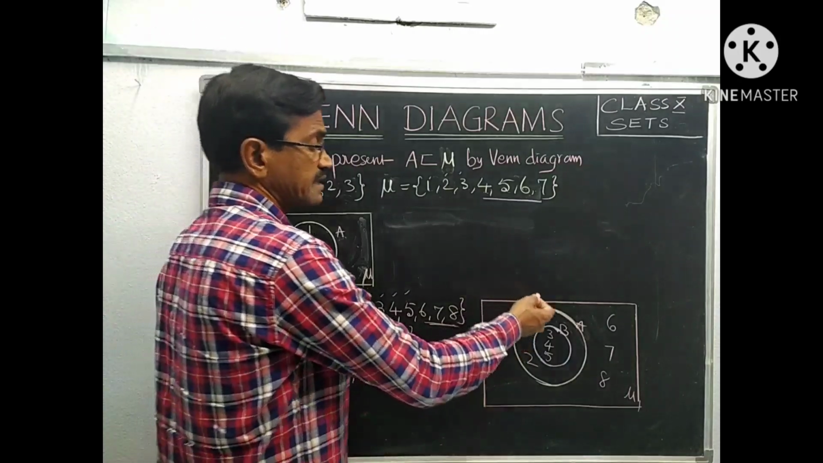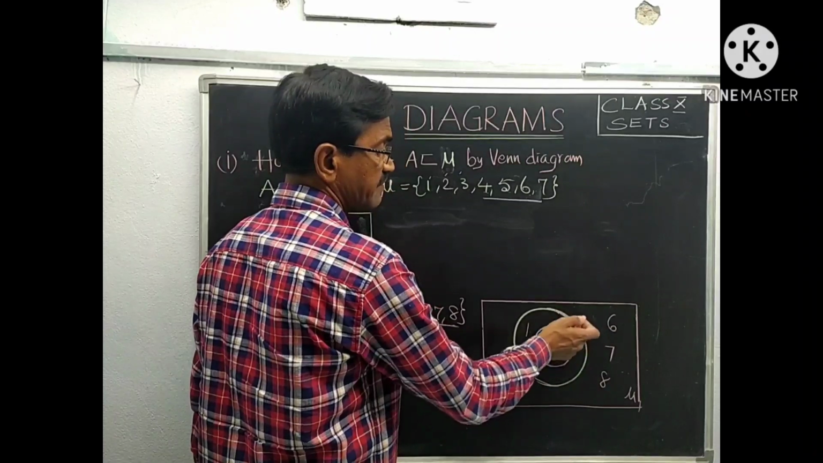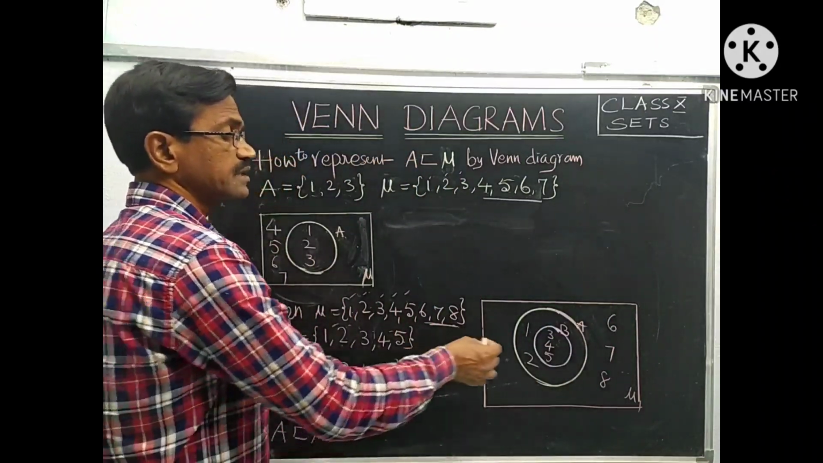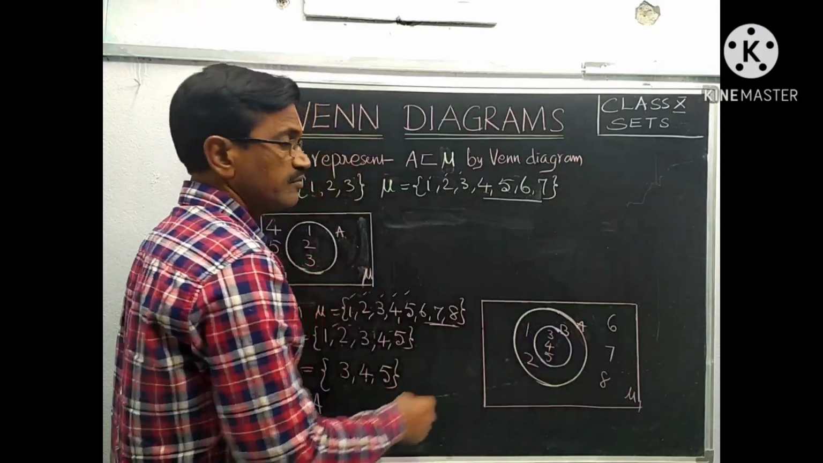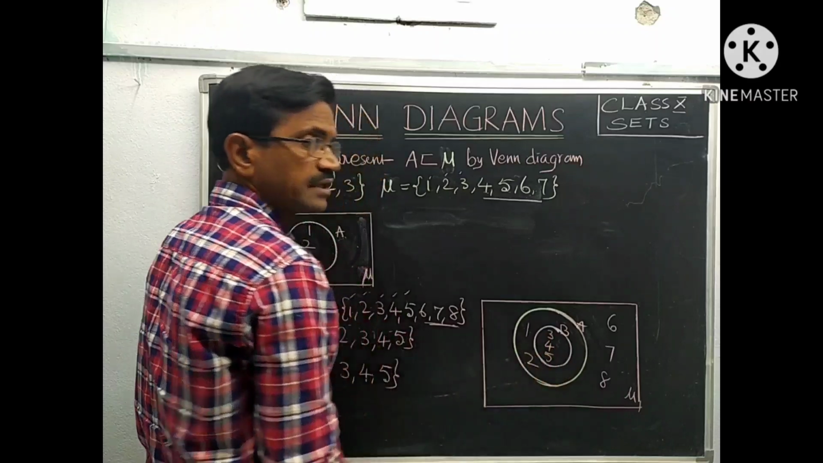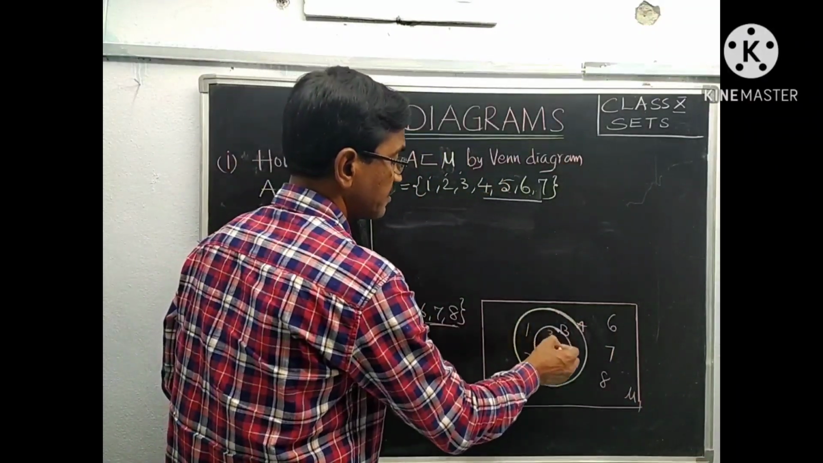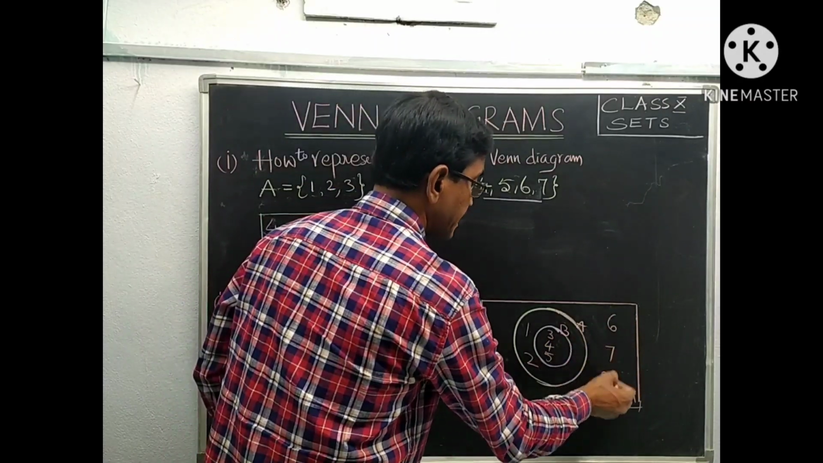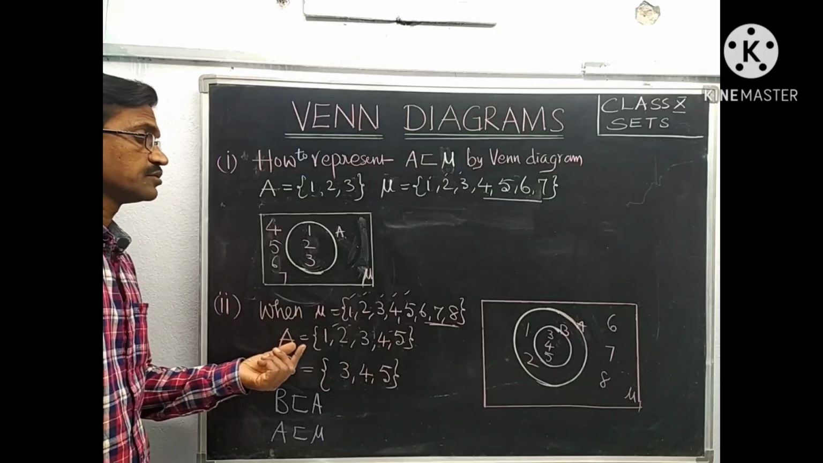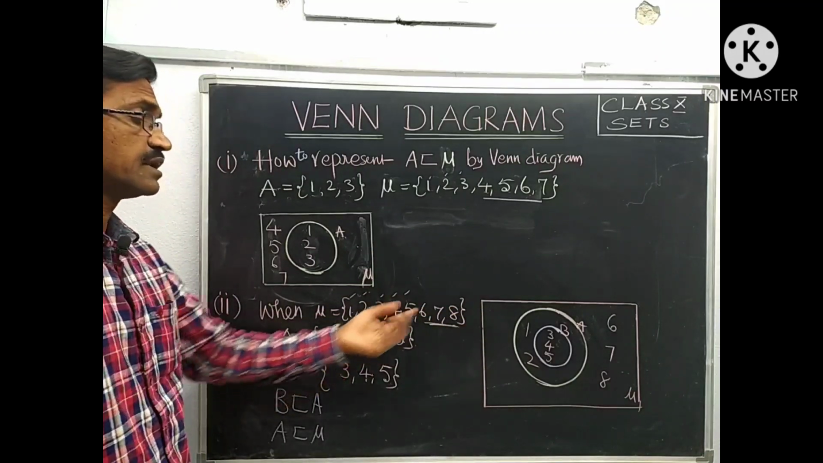In this way we can understand the concept. B is a subset of A is a subset of μ. That's why, what are the elements in B? 3, 4, 5. What are the elements of A? 1, 2, 3, 4, 5. What are the elements of μ? 1, 2, 3, 4, 5, 6, 7, 8. According to the condition, we have to draw the Venn diagrams. When A is a subset of B, you have to write like this.